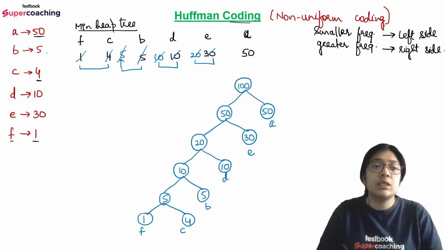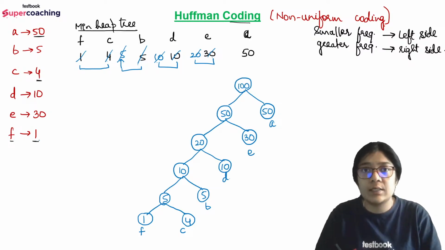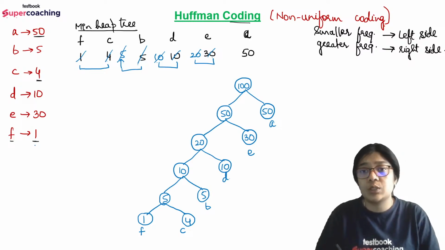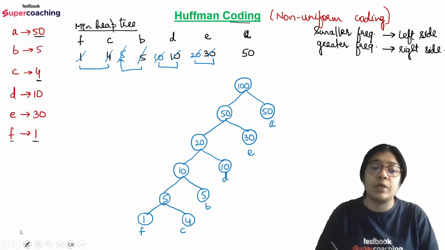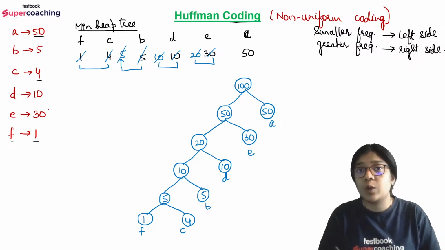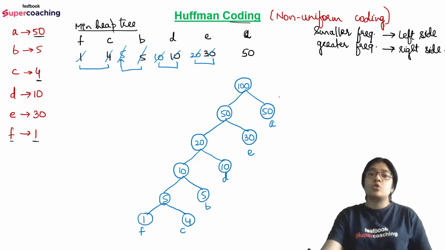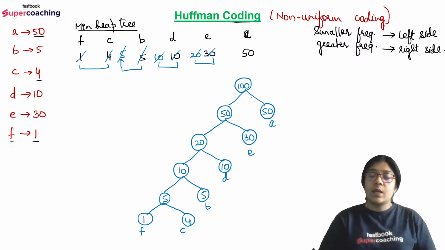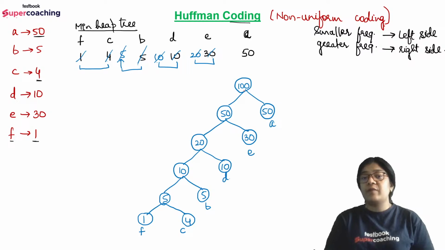You can see here the total number of characters that we were given. The total frequency was given as 100. At the root you have 100. So in this way, if you are given the frequency or probability, the total frequency or probability will be available at the root. Now you can see that here we got the binary tree.